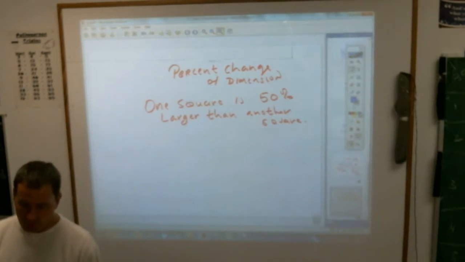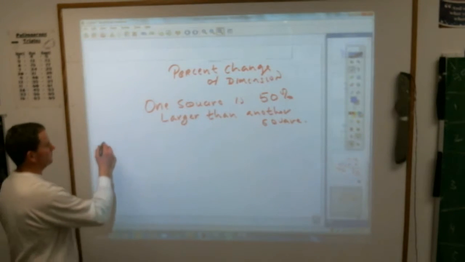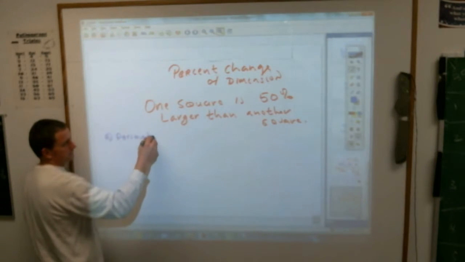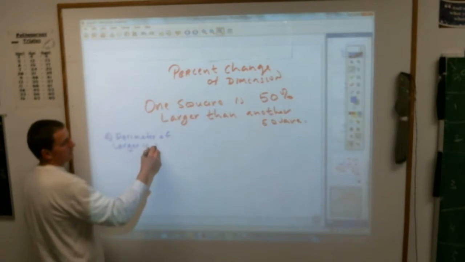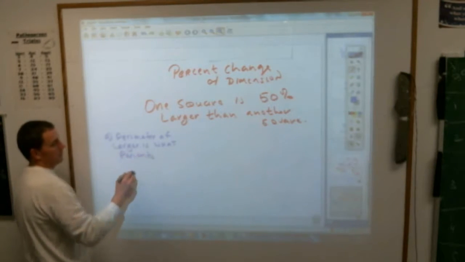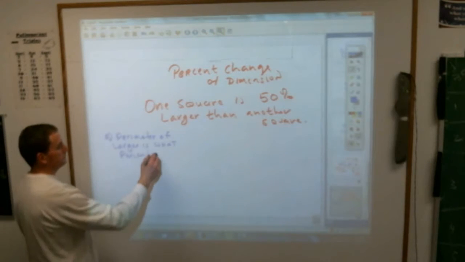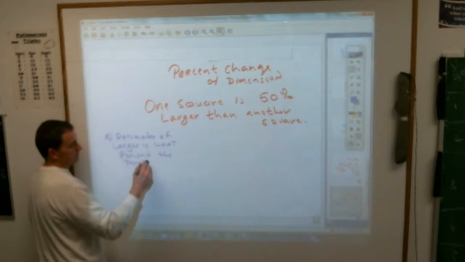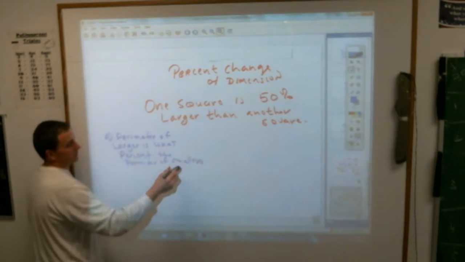A, the perimeter of the larger square is what percent of the perimeter of the smaller square? A. Perimeter of larger is what percent the perimeter of the smaller. Who's getting excited about this now? Somehow I need to answer that one.